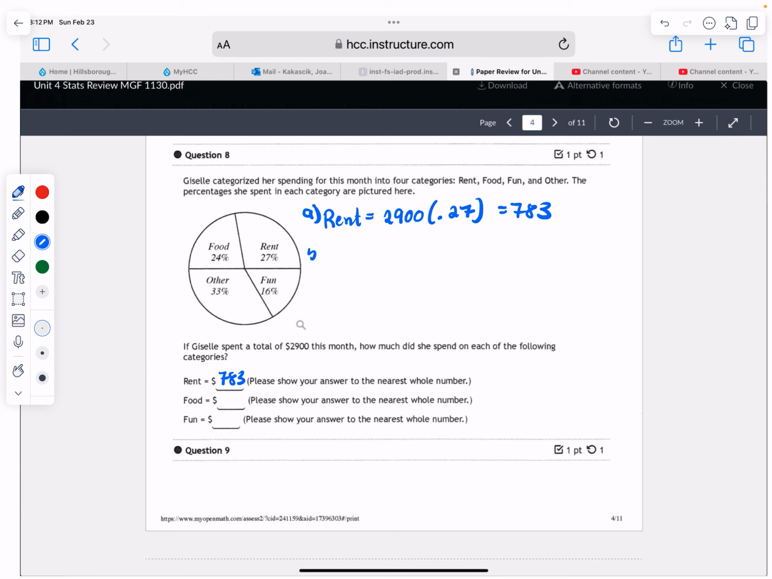All right, part B, food. So if I look at the pie chart, it says she spends 24% on food. So 2,900 times 0.24. And I got $696.